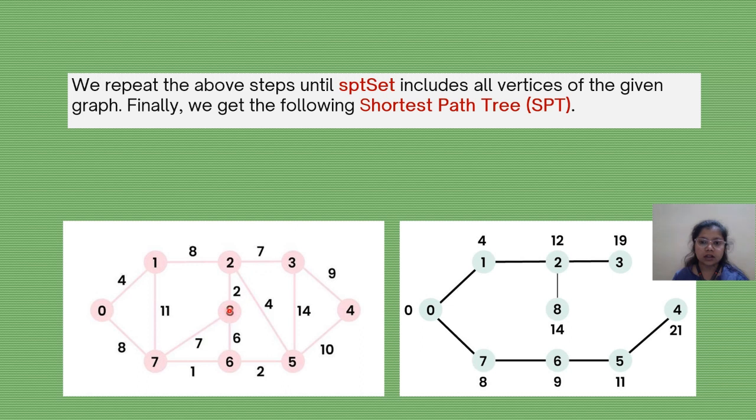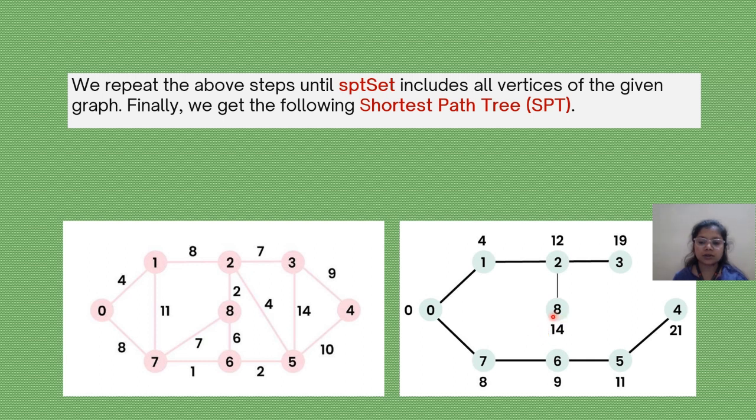Then if we add the distance values, 12 plus 2 is 14. Next, 12 plus 7 will be 19, and 12 plus 4 will be 16. So the least value is 14. So next, 8 is added into the set. As you can see here, node 8 is added.